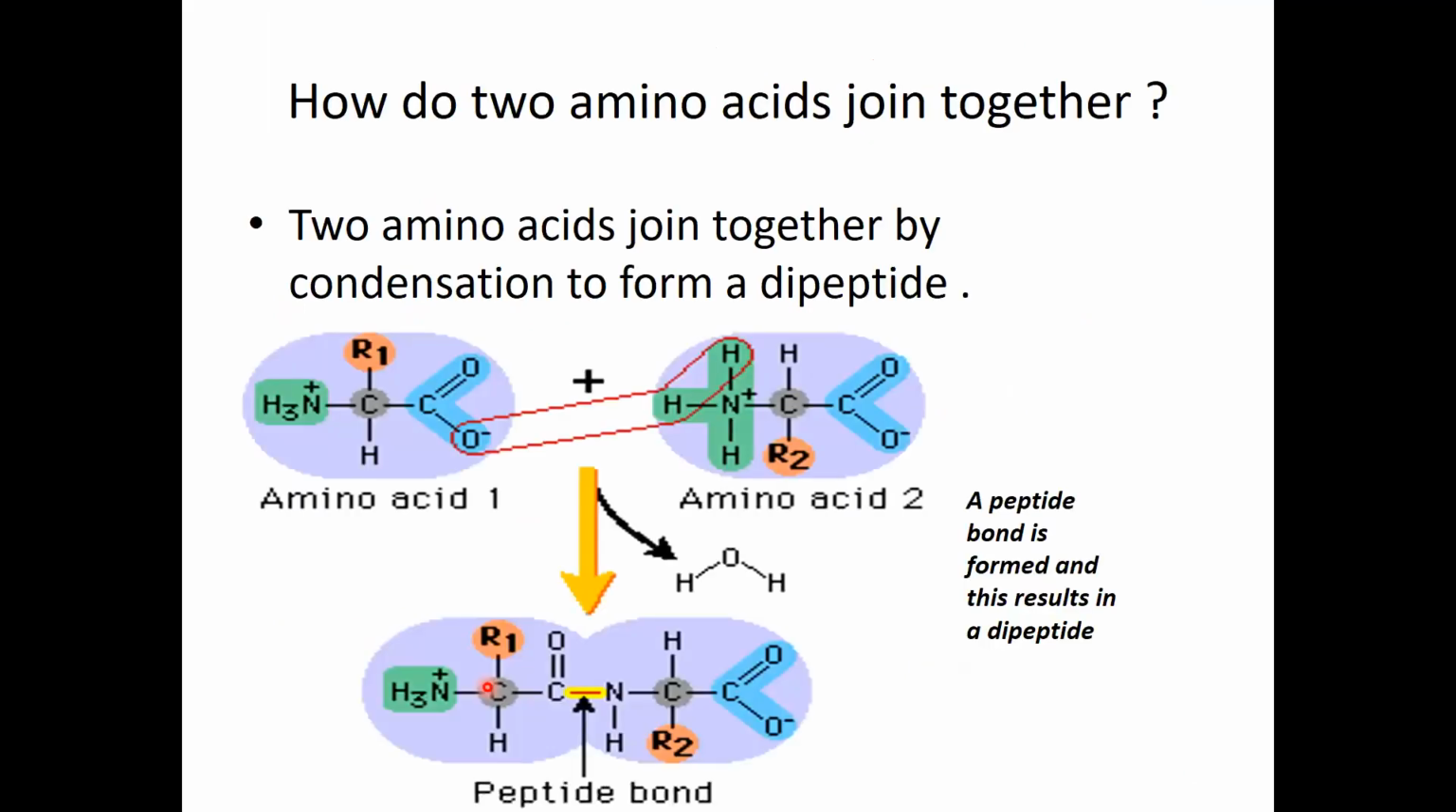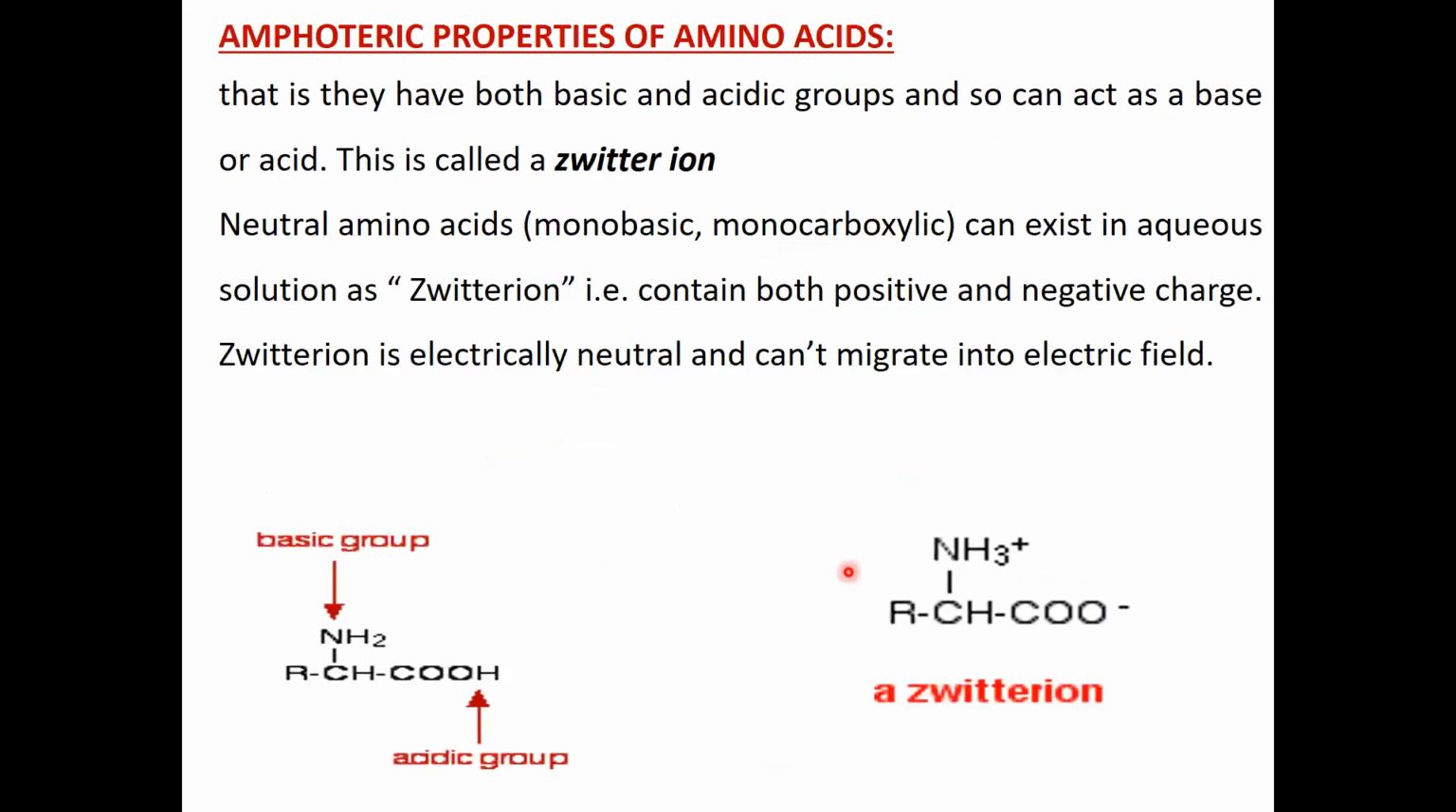One amino acid and the other amino acid cannot perform individually. So they have to join together. By joining, they need a bond. So how is this bond formed? The two amino acids are joined together by condensation to form a dipeptide. This is a peptide bond, this is amino acid 1 and this is the R1. This is the second amino acid group. A peptide bond is formed, and this results in a dipeptide. So this is the formation of a dipeptide.